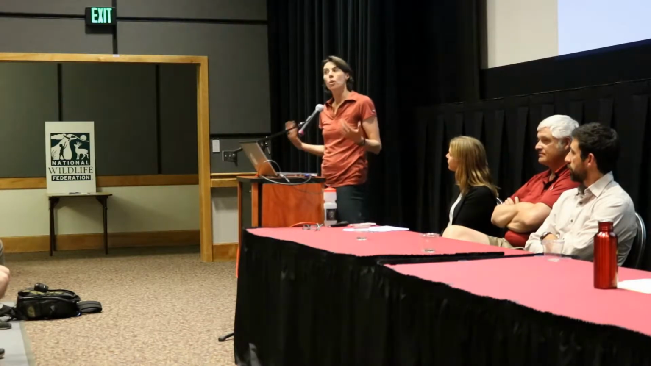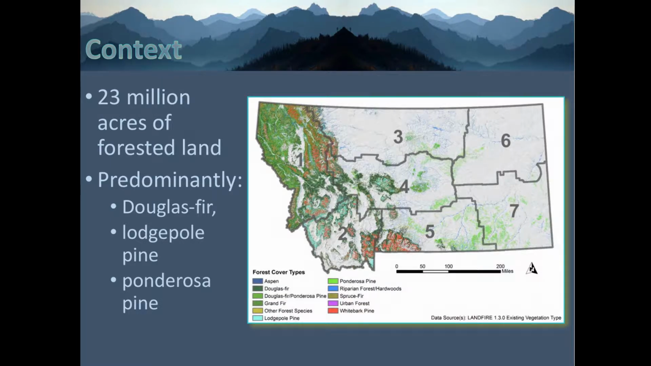So some context, there's about 23 million acres of forested land in Montana, and you can see that most of it's on the west, but it certainly isn't to say that there aren't a number of trees and forests throughout the state and of equal importance throughout the state.